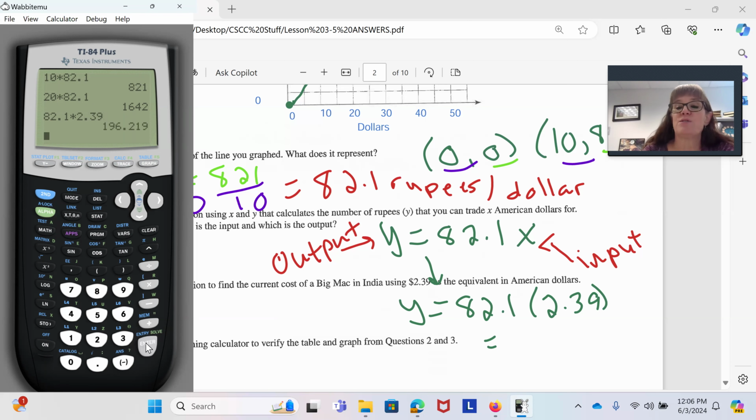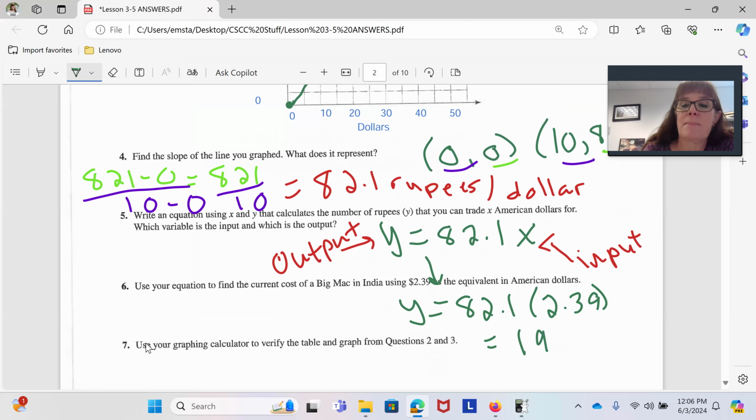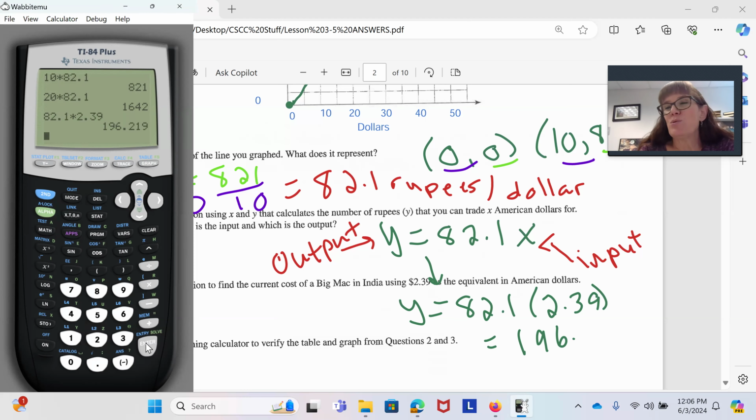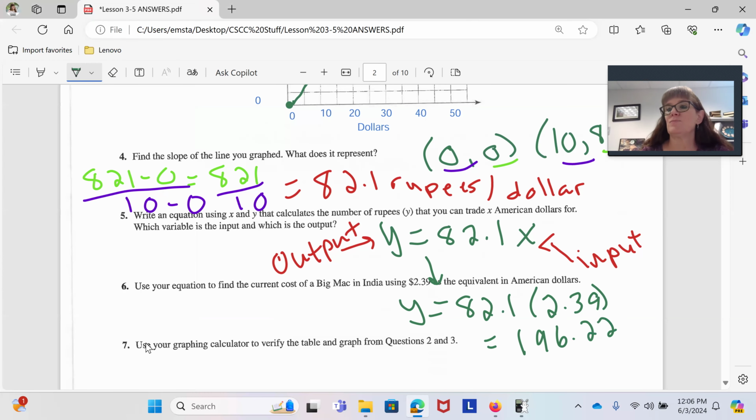And that tells me the cost for a Big Mac is going to be 196.219. Since I'm in money, I'm going to round that to 196.22. And that is in our rupees.